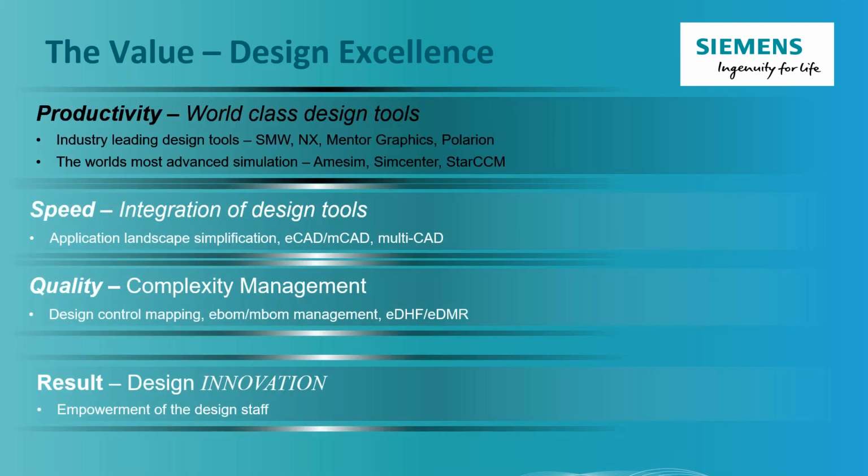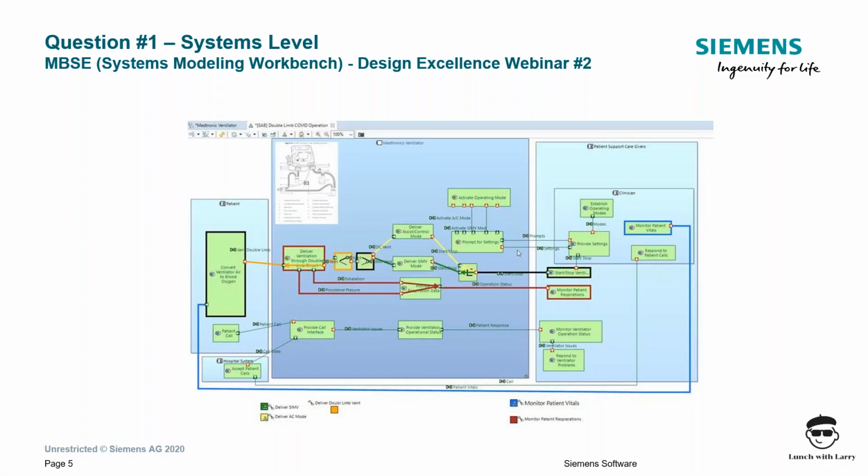The other values are really speed or integration of those design tools. We'll talk a little bit about speed today as well with the ECAD and MCAD integration. We're going to have a discussion later about quality and complexity management, how we manage the data models. Essentially we want to get to a place where we're communicating how these tools can be used together in the digital enterprise to really provide this design innovation that we're trying to get out of our design excellence discussion. So just to center up on our value that we're trying to discuss today.